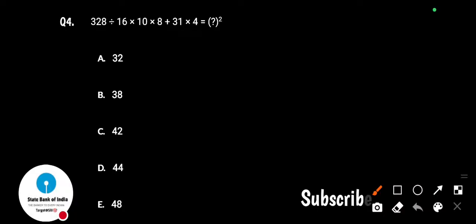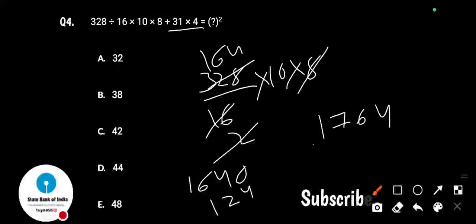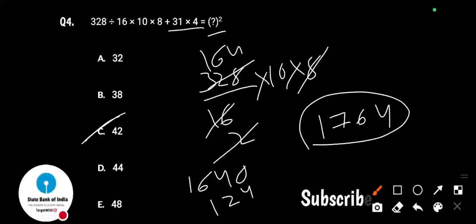328 divided by 16. 16 2 times. Okay, let's write this as 328 divided by 16 into 10, 10 into 8. 8 2 times, 164 times into 10. So we have 1640 plus 31 into 4 times, which will be 124. So what we have totally is 1764 equals x square. So our answer will be 42. Option C is our answer.